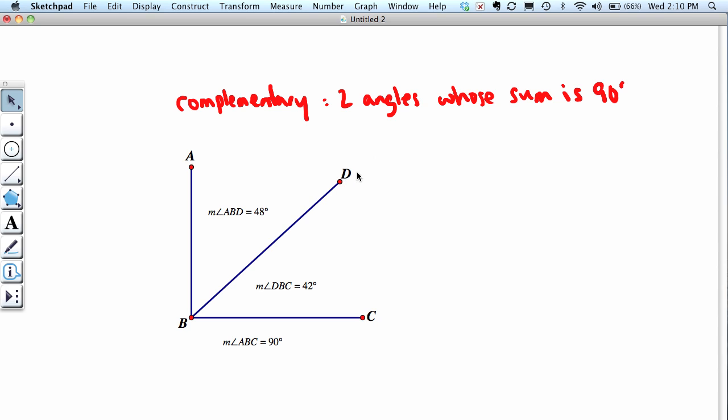And the cool thing about Geometry Sketchpad is I can move this around. As I move them, you'll see that one angle gets bigger and the other angle gets smaller. 40 plus 50 is still 90 degrees. 60 plus 30 is still 90 degrees. So what I've done is I have now created a pair of complementary angles.